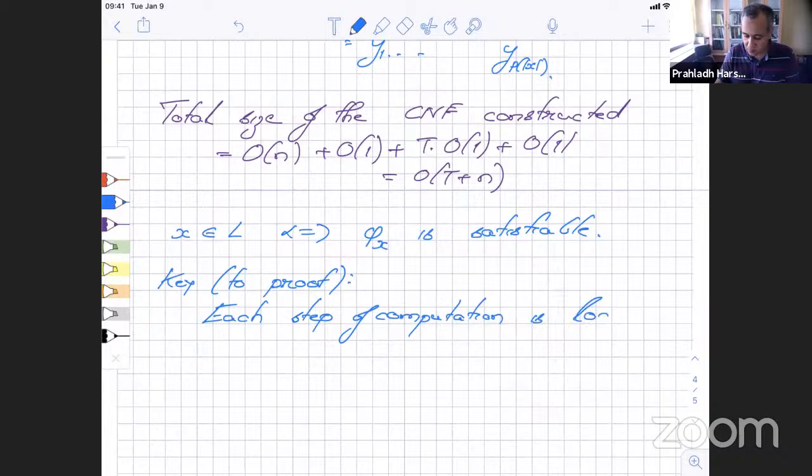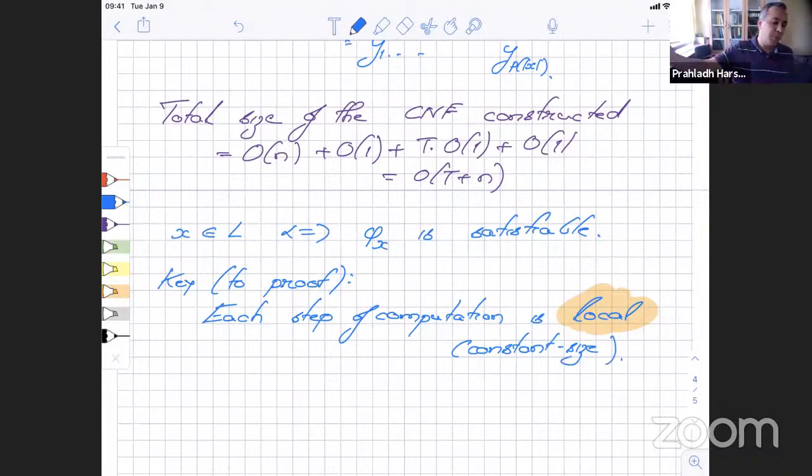It is local, and that's important. That was what actually saved us: constant sized, in fact. Computation is local. You're computing a big global function of the input, but every time step you do something locally. And this is already built into the definition of a Turing machine. The Cook-Levin theorem captures this in a very nice fashion.